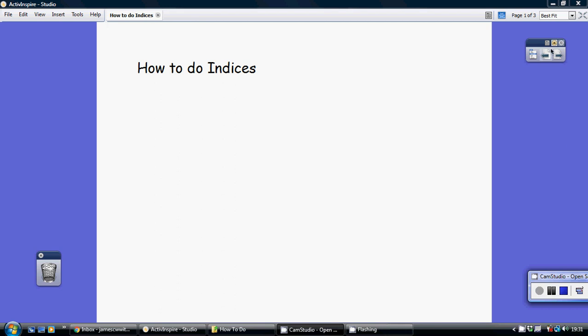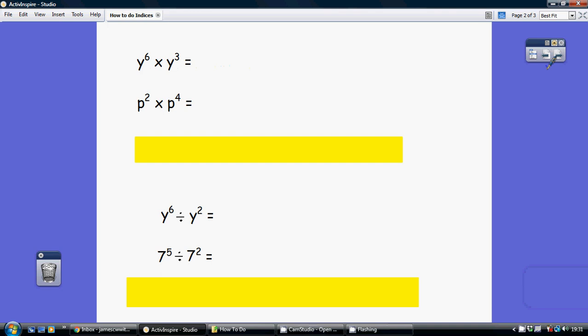So this video is on how to do indices. Provided the big number is the same, or the big letter's the same, so a Y and a Y, a P and a P, or a 7 and a 7, then you can follow these shortcut index rules.